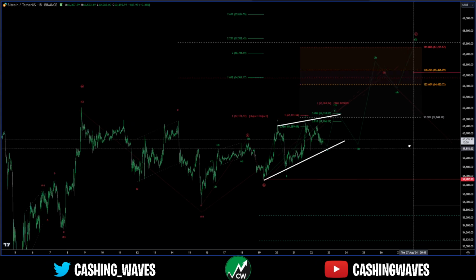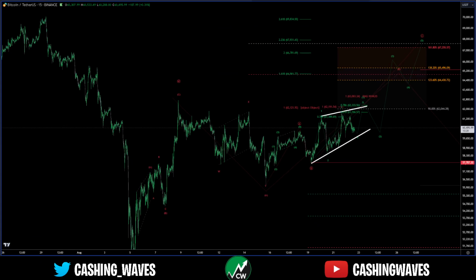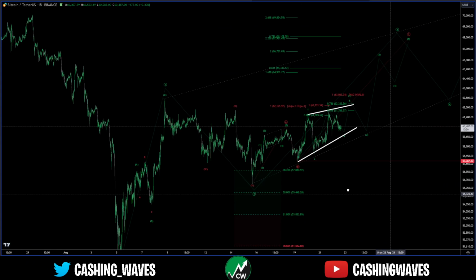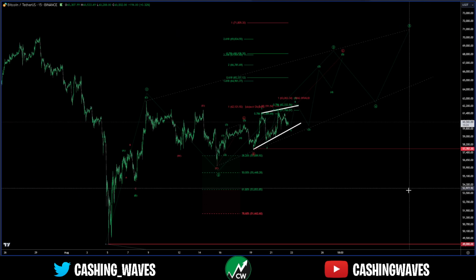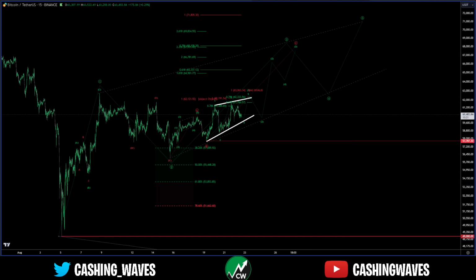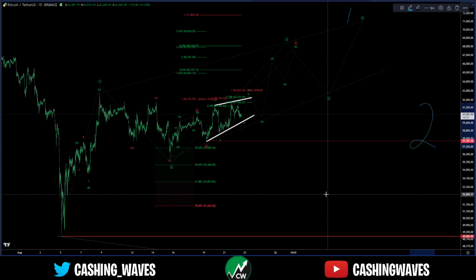All right, guys, so that's it for this one. Once again, this is my primary count. Looking for this diagonal to the upside to complete a larger wave 1 and 2 of wave 5.